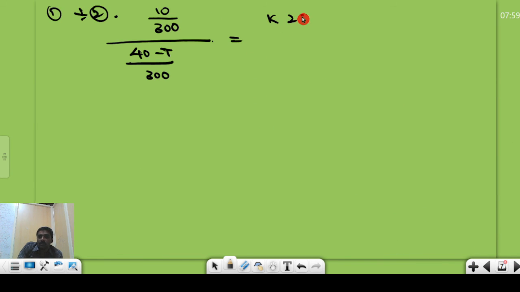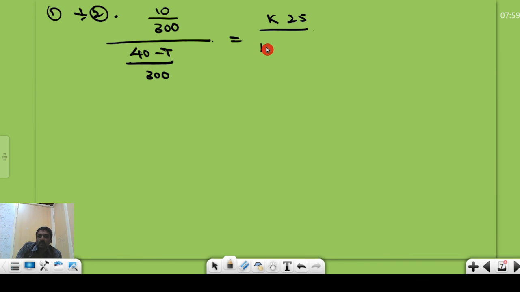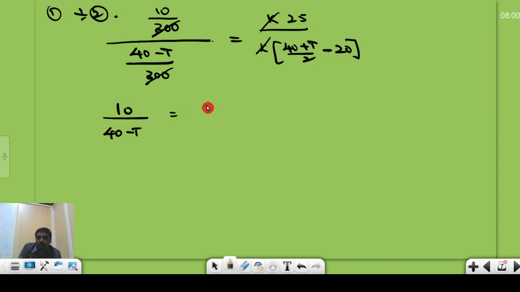So k into 25 divided by, now down one, k into 40 plus t divided by 2 minus 20, this is the formula we are having. So here the k and k both will cancel, 300 and 300 both will cancel. So then 10 divided by 40 minus t is equal to 25 divided by 40 plus t divided by 2 minus 20. This is the formula we are getting.